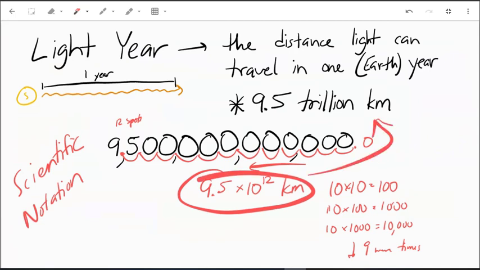These are equal. 9.5 times 10 to the 12 km is equal to 9.5 trillion. All right. So if you see 10 to the 12, it's trillion. If you see 10 to the 9, like a couple of you thought, that's a billion. All right. Factor of 6 is a million. So it's just how much you can move the decimal place. All right.